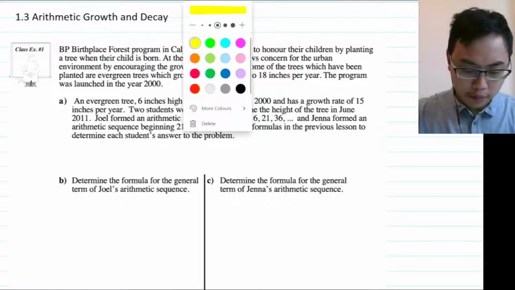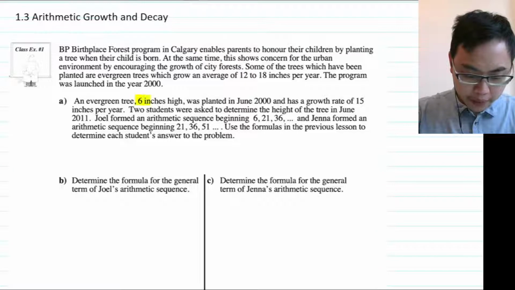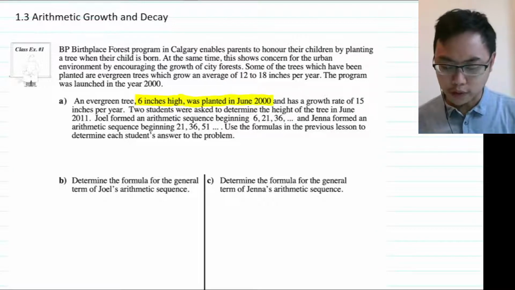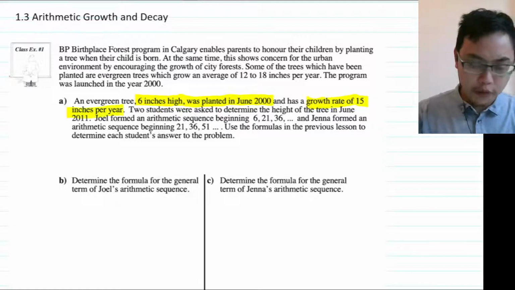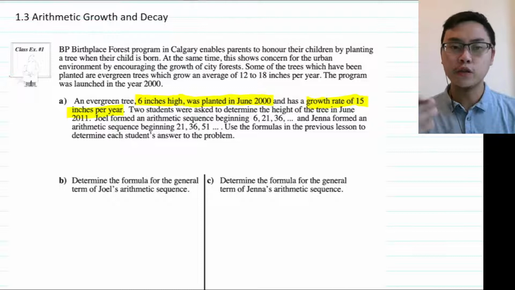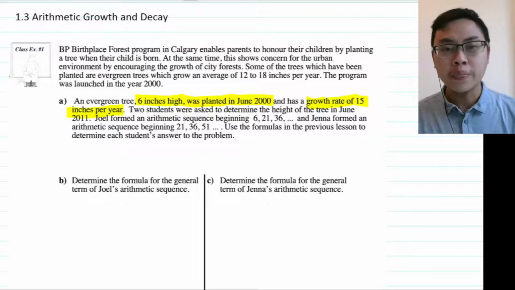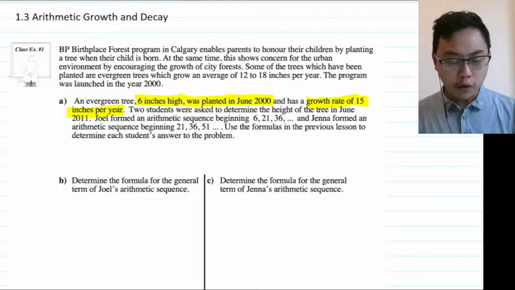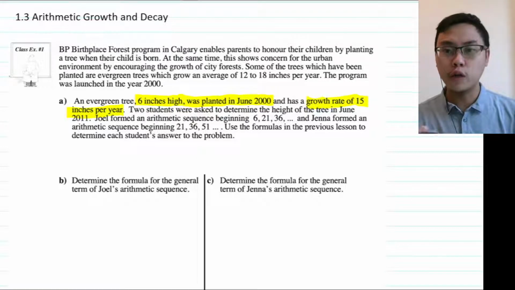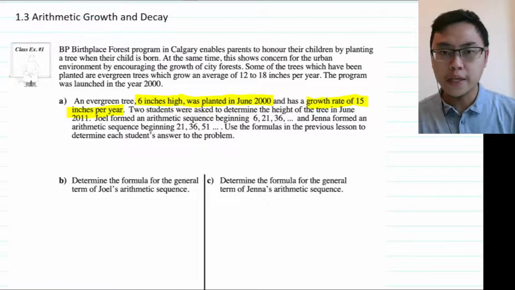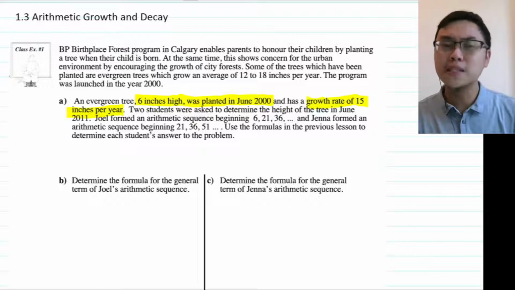That's the starting point. An evergreen tree 6 inches high was planted in June 2000, and it has a growth rate of 15 inches per year. That means that every single year it grows 15 inches. In the first part of this example, they talk about two different students and how they go about solving this question in a different way. They're similar but slightly different.